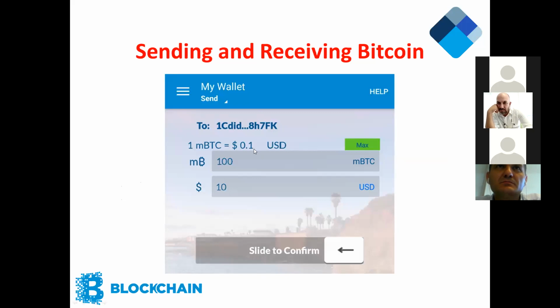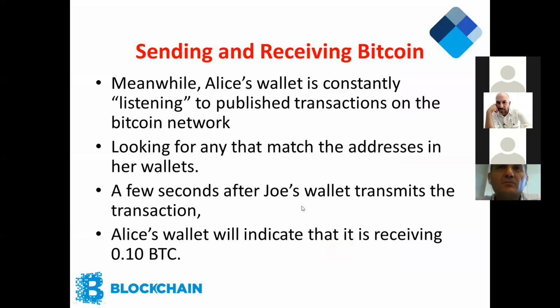So in my wallet, he can say under the To address, he has a live address, and he has to send 100 mBTC. This is the denomination value of Bitcoin. We will discuss in detail what the denomination values are, and he has to send $10 of Bitcoin like that. Once he confirms it, Alice's wallet is constantly listening for published transactions. This transaction will not reflect on an immediate basis. It takes at least 10 to 20 minutes. As I said, one block is created every 10 minutes, so she has to wait for that time, looking for any transaction that matches that address in her wallet. A few seconds after Joe's wallet transmits the transaction, Alice's wallet will indicate that it is receiving 0.10 Bitcoin.